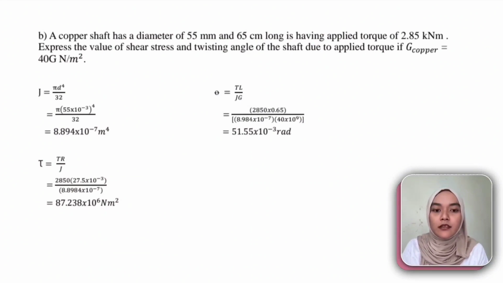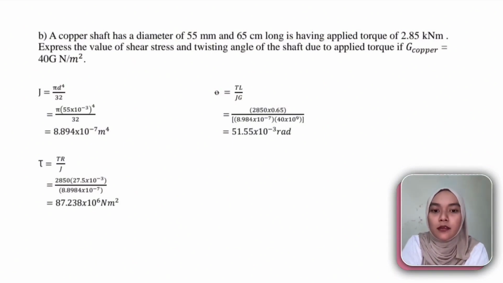A copper shaft has a diameter of 55 mm and is 65 cm long, having an applied torque of 2.85 kN per meter. Express the value of shear stress and twist angle of the shaft due to the applied torque if G copper equals 40 kN per meter squared.